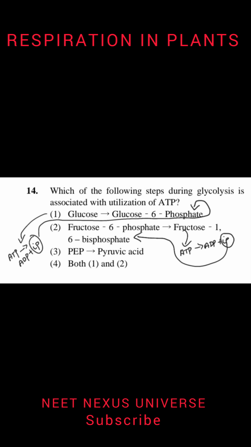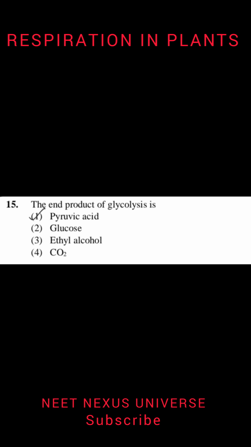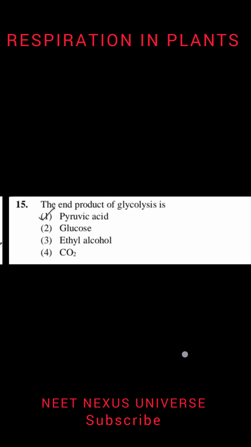Which of the following steps during glycolysis is associated with utilization of ATP? That is when glucose is converted into glucose 6-phosphate. From the ATP, when it is dissociated, the inorganic phosphate will be released and combined with the glucose. Similarly, fructose 6-phosphate is converted into fructose 1,6-bisphosphate. Here also, from the ATP, when it is dissociated, the inorganic phosphate combines with fructose 6-phosphate. It brings fructose 1,6-bisphosphate. The end product of glycolysis is pyruvic acid, that is 2 molecules of pyruvic acid.